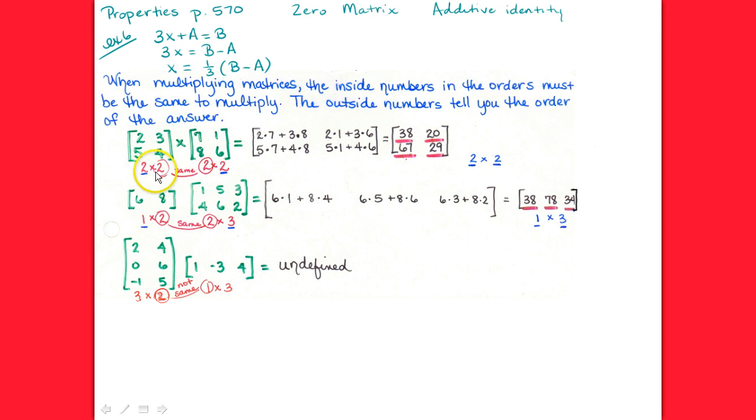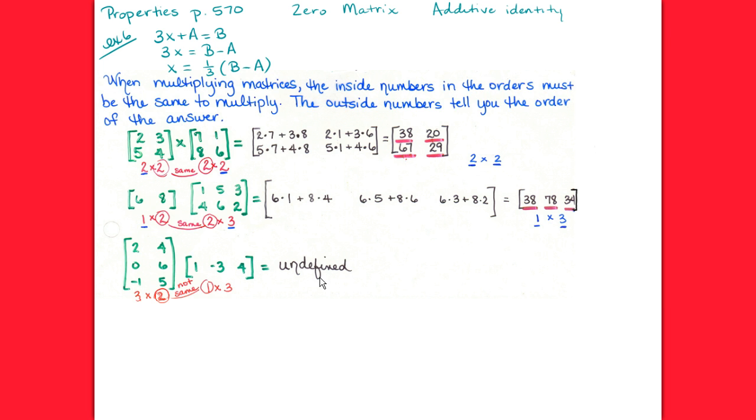So like this is a 2 by 2 and this is a 2 by 2. The inside numbers are the same. They're both 2. Down here, this is a 1 by 2 and this is a 2 by 3. The inside numbers in the order are both 2. They're the same. But down here, this is a 3 by 2 and this is a 1 by 3. The inside numbers are not the same. So if the inside numbers are not the same, it can't be done. Impossible, undefined, can't be done, something along those lines.